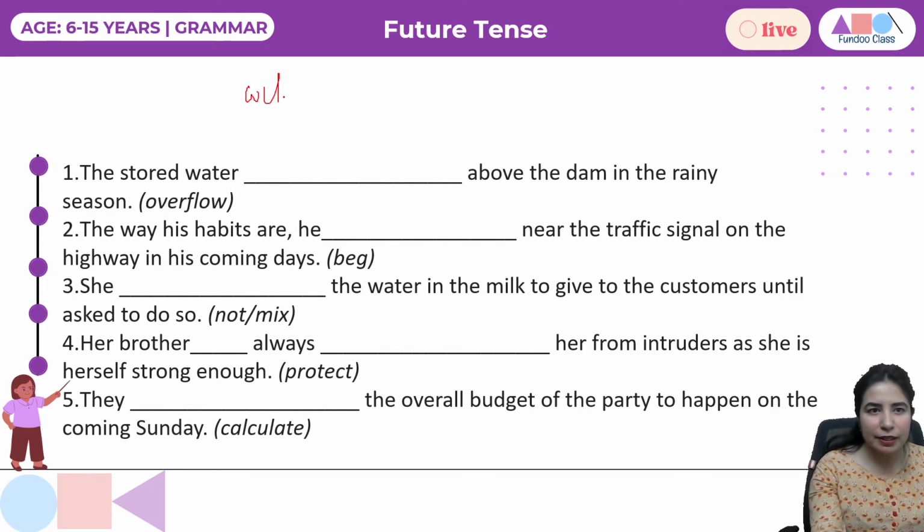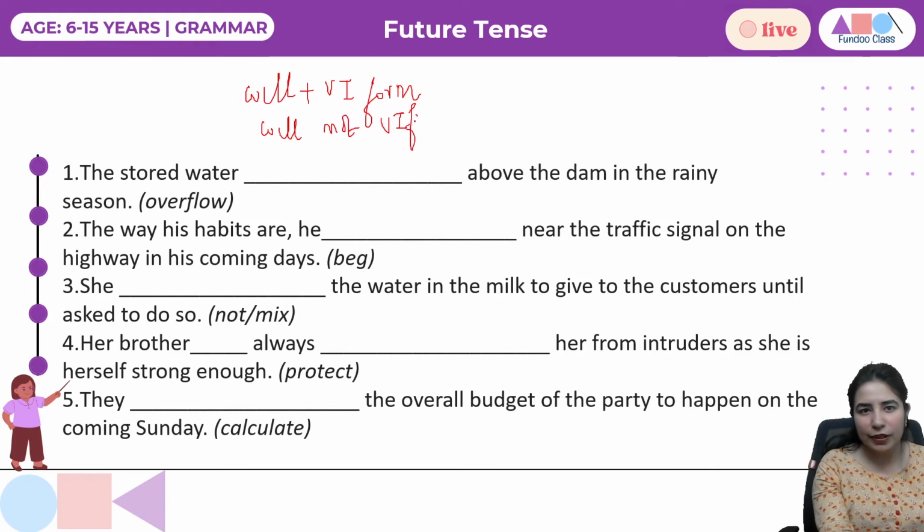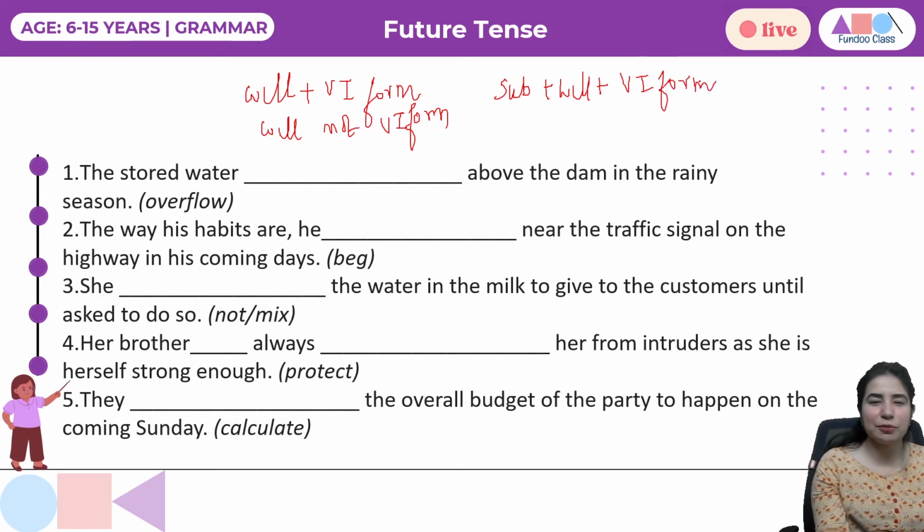So it would be will plus verb first form, right? If you're making a negative one, it will be will plus not plus verb first form, right? And then it will be subject plus will plus verb first form in case we are making a question, right? So I'm sure we are clear. We have had a detailed discussion and now it's time to complete this particular exercise. There are 5 sentences on the screen. Complete these sentences using the future tense.